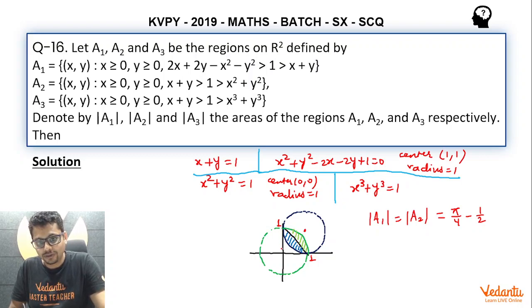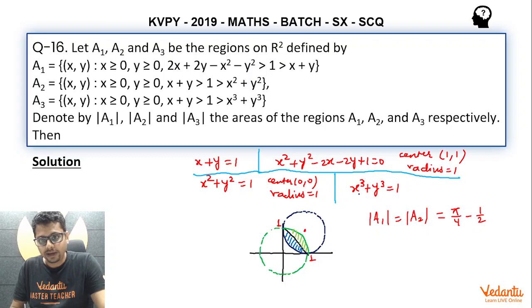Let's say we want to find this green region, or you may say mod A2. It is the area of this sector, which will be pi by 4 times 1 square, pi by 4, minus the area of this triangle, so half into 1 into 1. So pi by 4 minus half. So mod A1 equals mod A2.